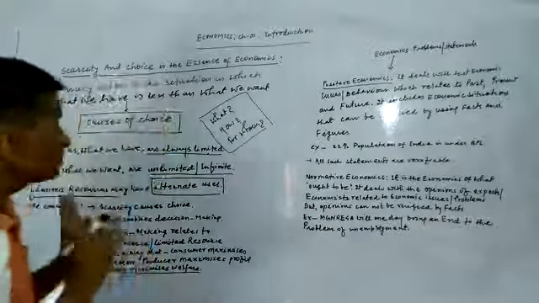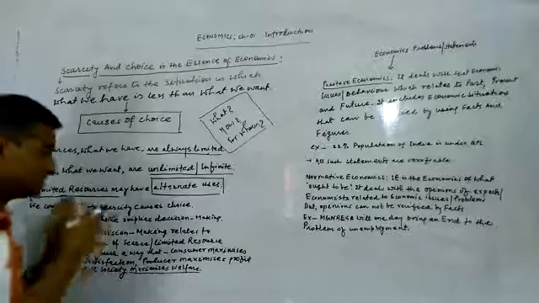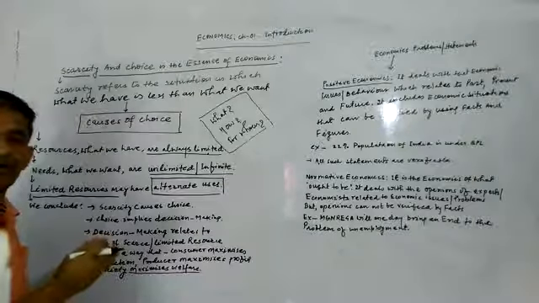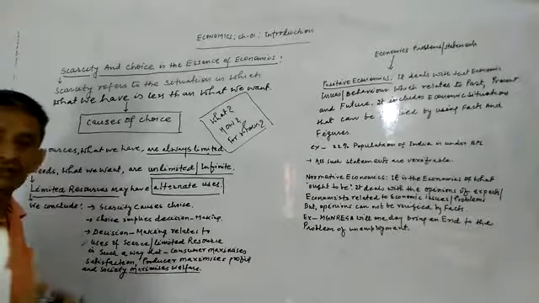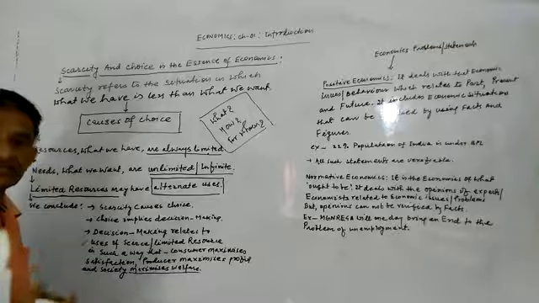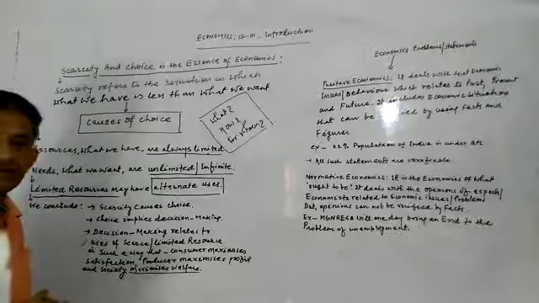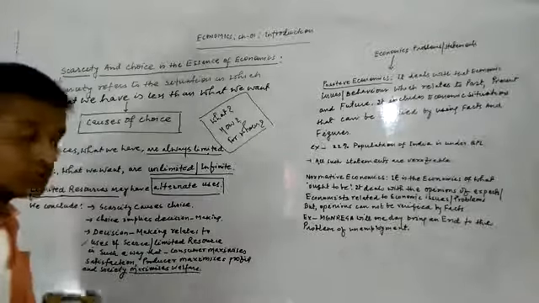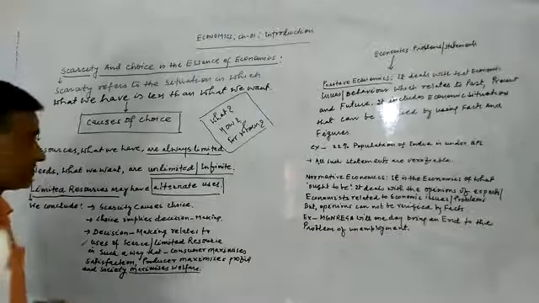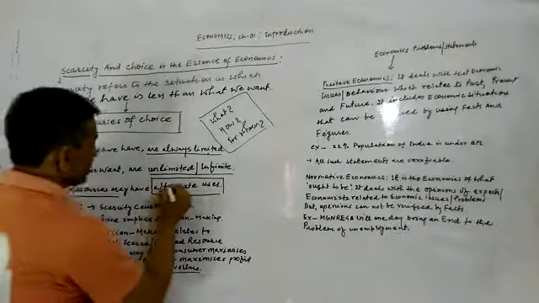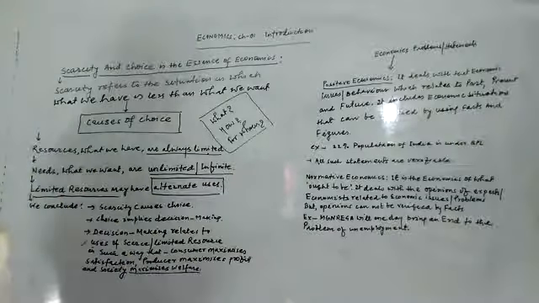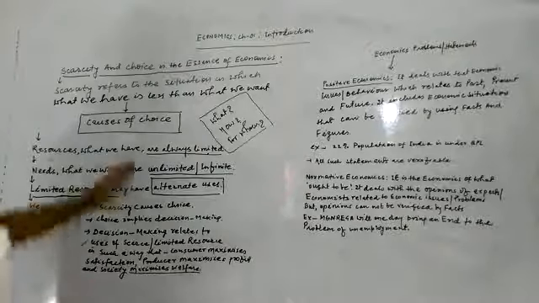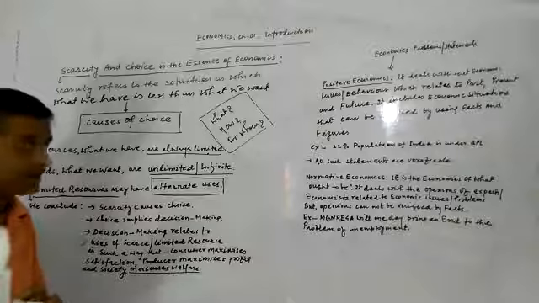So what we understand is that this science gives us a kind of knowledge or skill to take decisions. Decisions to utilize our limited resources in such a way that we can maximize the satisfaction of our needs. This is one side of the explanation today.